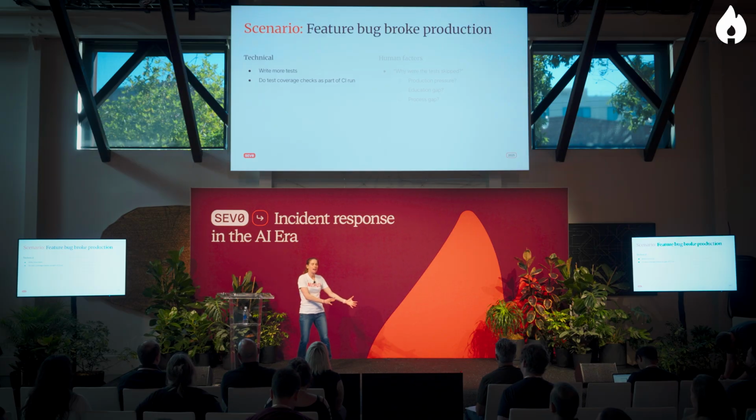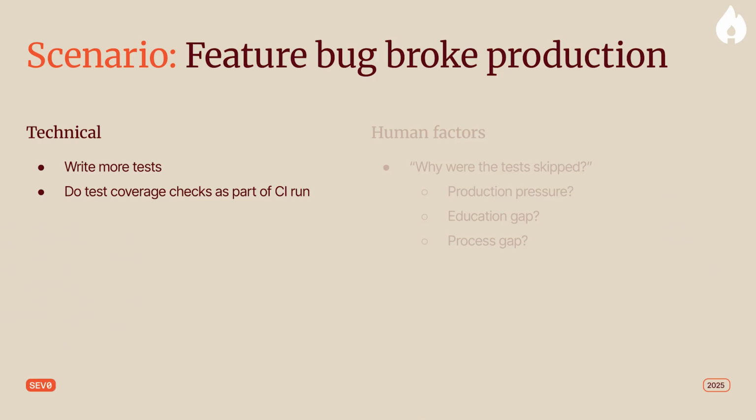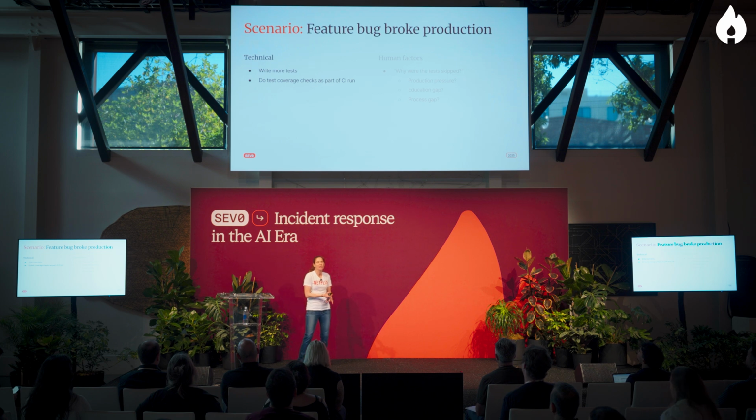On the technical side, how do we prevent bugs from hitting production? We write more tests. Maybe we need more unit tests, maybe we need some end-to-end tests. Maybe we want to start doing test coverage checks in our CI run. These are great technical insights to gain from an incident. Now, what can we gain when we look at the human factors angle?